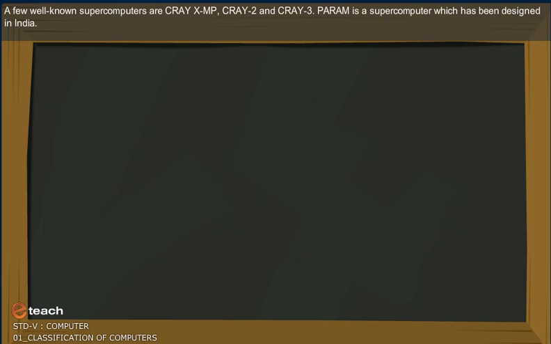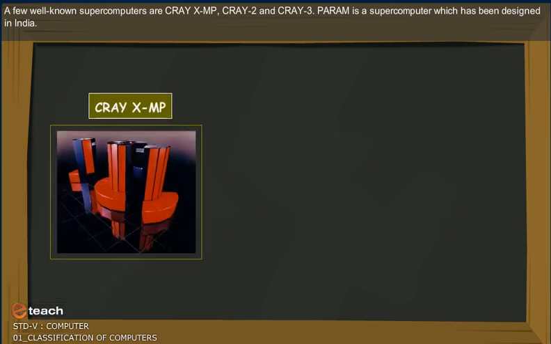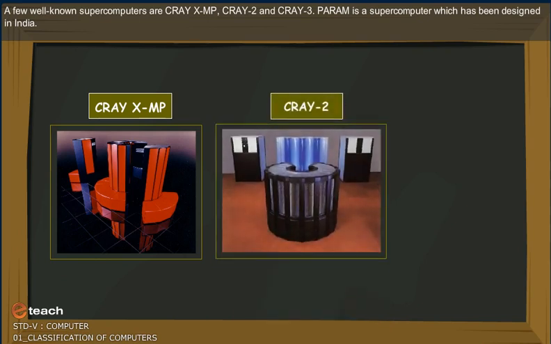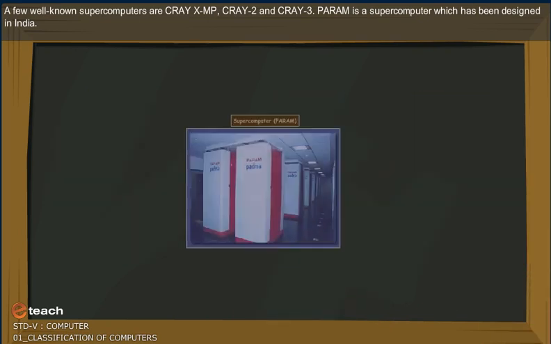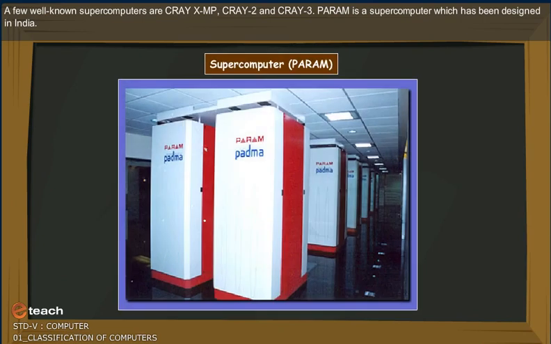A few well-known supercomputers are CRAY-XMP, CRAY-2 and CRAY-3. Param is a supercomputer which has been designed in India.